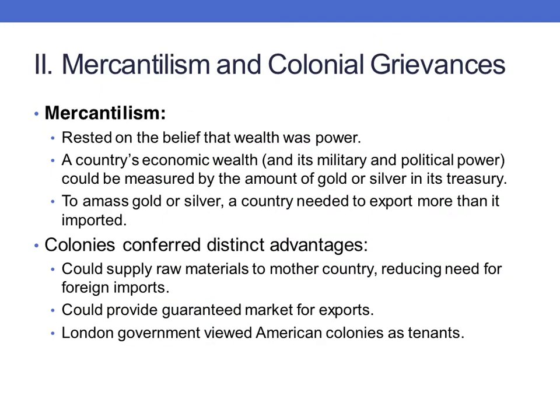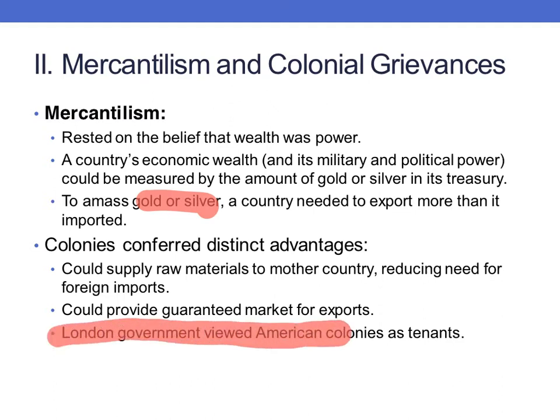We talked about mercantilism in class, so I'm going to go through this pretty quickly, right? The basic idea that a mother country was going to be able to amass gold and silver and raw materials through its colonies, right? The colonies conferred distinct advantages, could supply raw materials to the mother country, could provide guaranteed markets for exports, and the big important thing, right, is this. The London government viewed American colonies as tenants, right? We were there to work for them kind of idea.